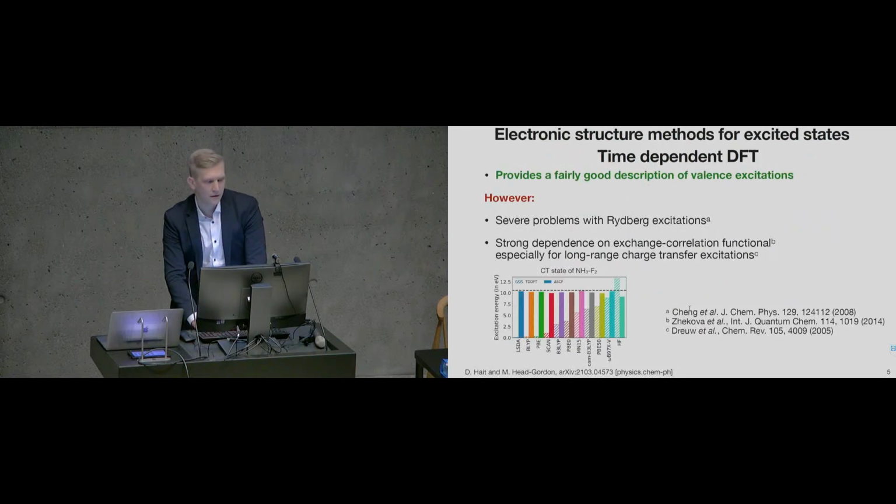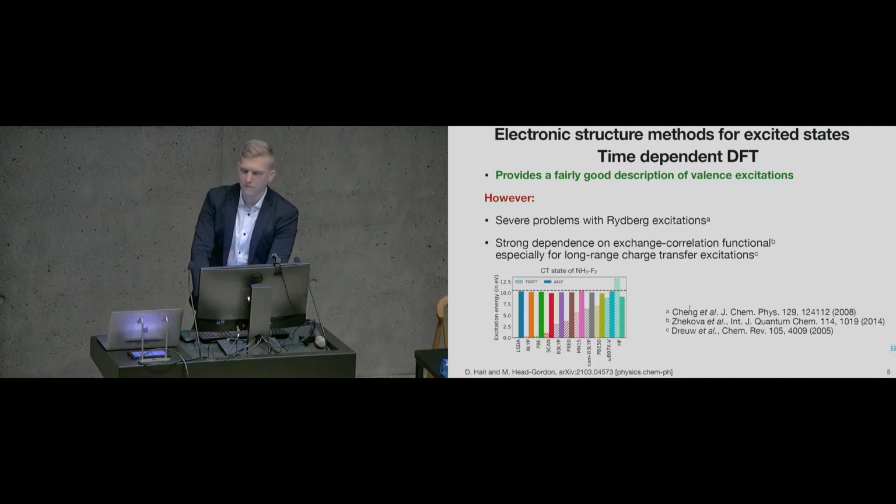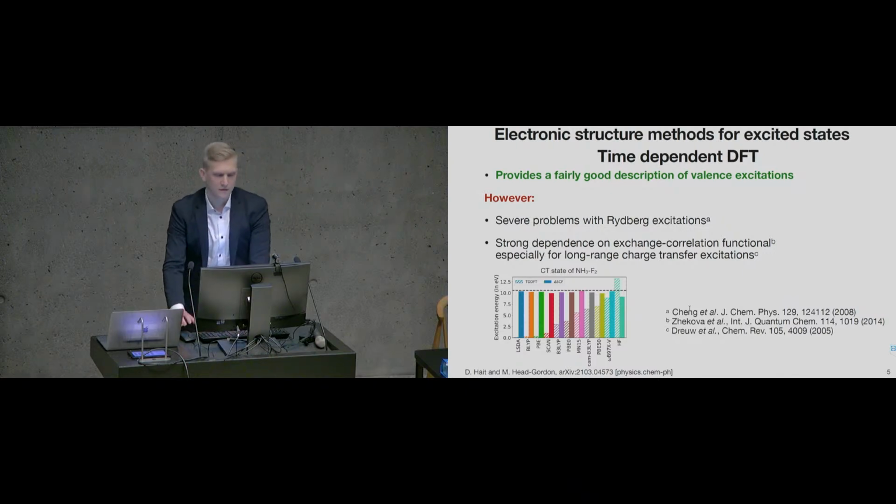The popular extension of these theories to calculate the excited states is time-dependent density functional theory. I should say this method provides a fairly good description of valence electrons. However, it has its own shortcomings. For example, it has a problem with the Rydberg excitations.